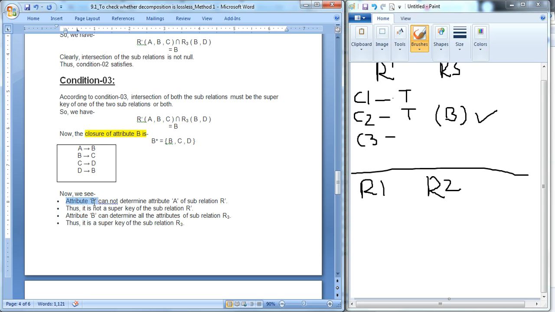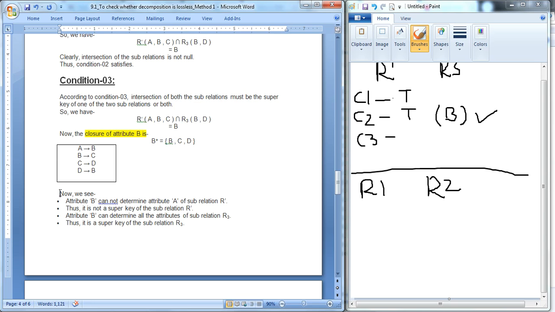But attribute B cannot determine attribute A of the sub relation R dash. If we check, A is not available under the closure of B. That's why we can say that it is not a super key of the sub relation R dash. It means B is not a super key for this relation, but B is a super key for this relation, because it determines all of the closure of B, right, for the R3.